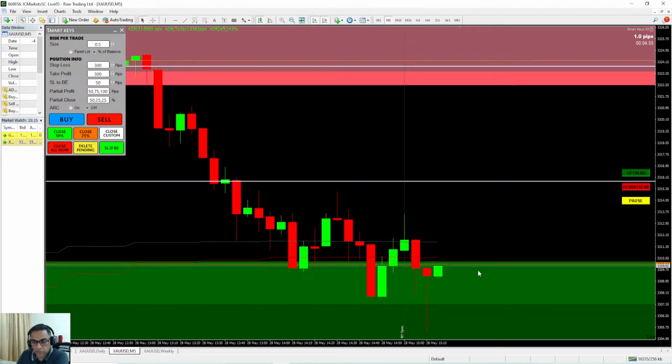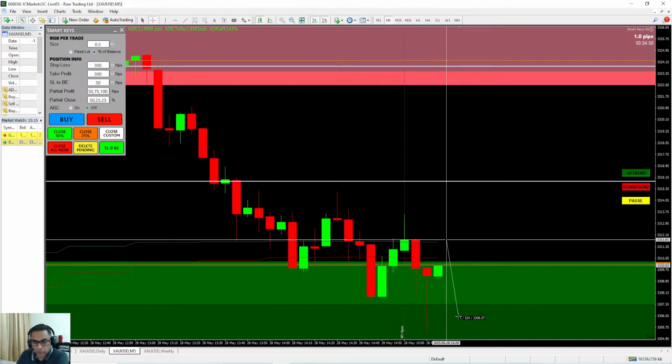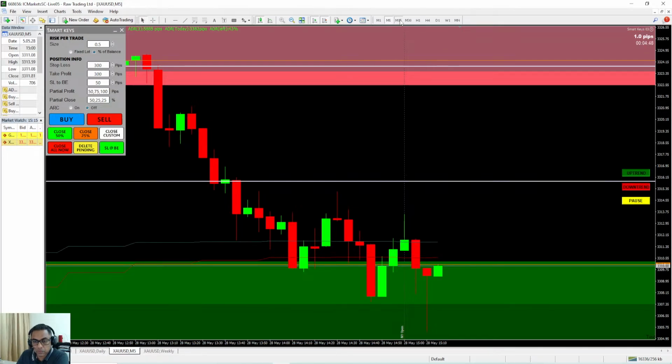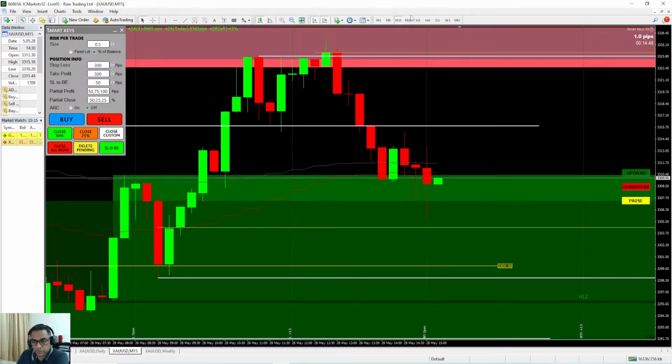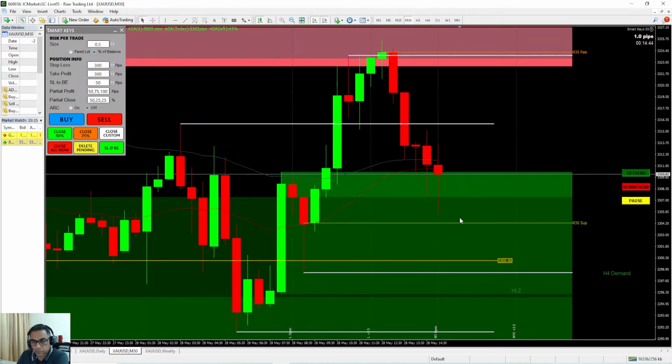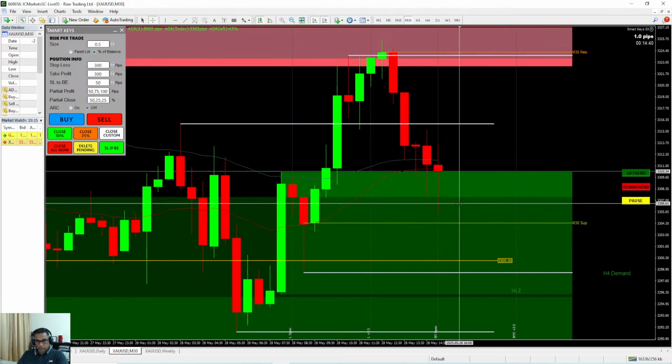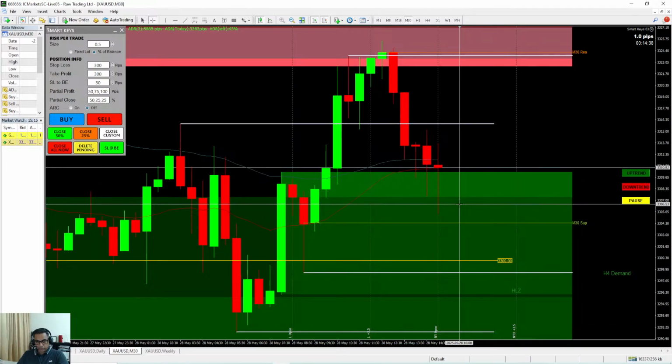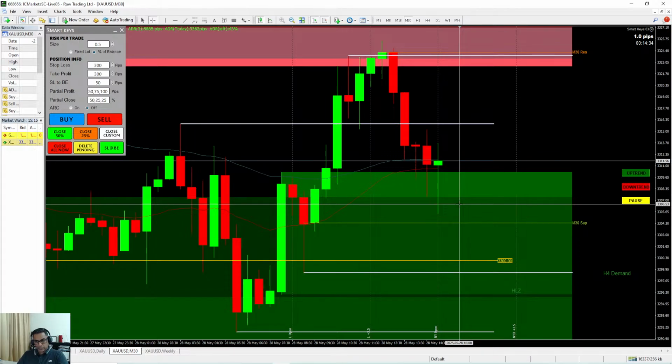Yeah, coming further down. Go up, create a top wick, and then push down. Yeah, this 30-minute candle should close bearish. Let's see.